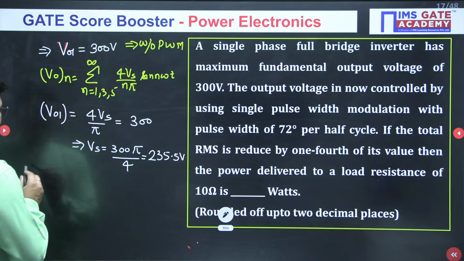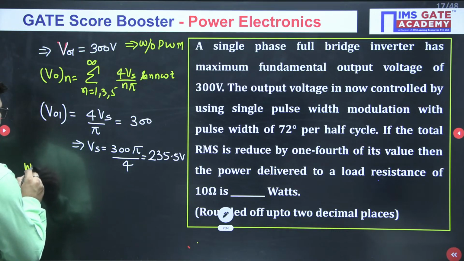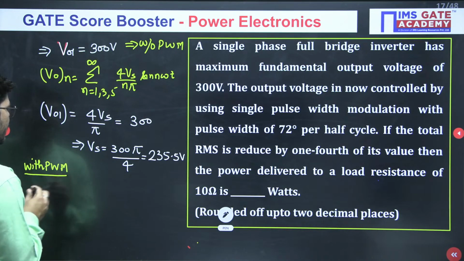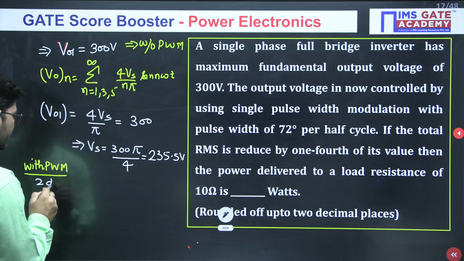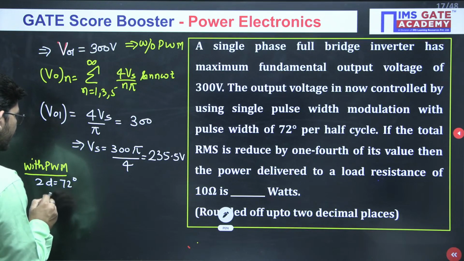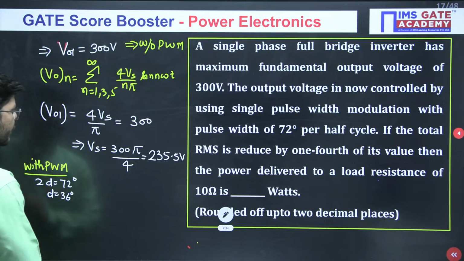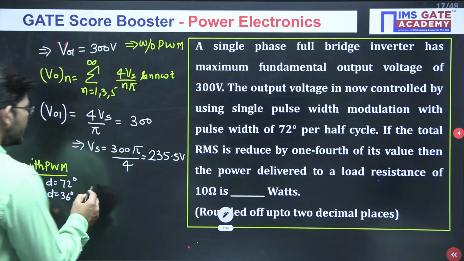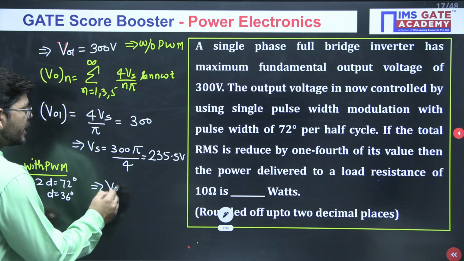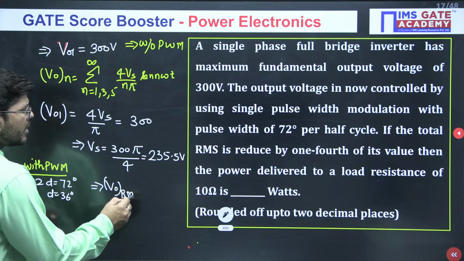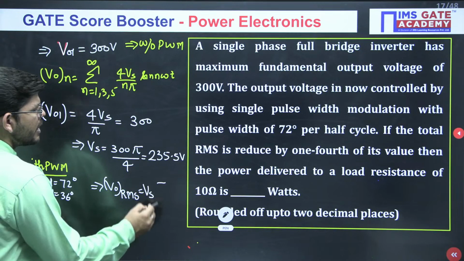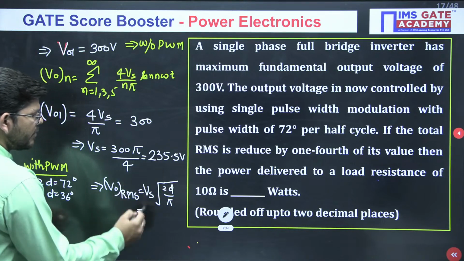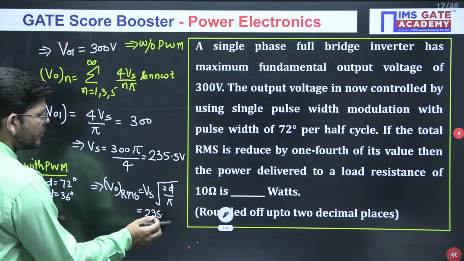Now just see, if we are using PWM, with PWM, what is the pulse width? Pulse width is given 72 degree. So what will be the value of D? 36 degree. And at that time we are talking about total RMS voltage. So what will be the total RMS voltage? Formula for total RMS voltage is Vs under root 2D over pi. So Vs we have calculated 235.5.